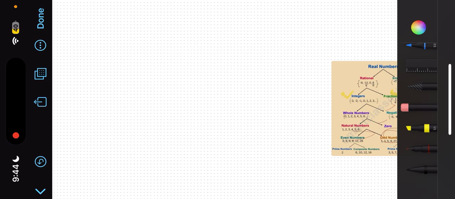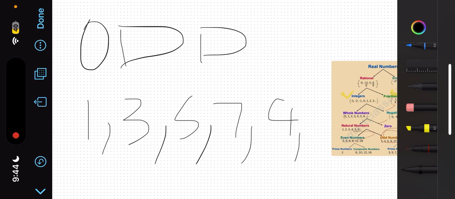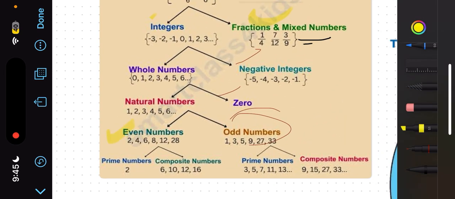Numbers that aren't divisible by 2 are called odd numbers. For example, 1, 3, 5, 7, 9, 11, 13, and it goes on. Numbers that are divisible by 2 are called even numbers, and those numbers that aren't divisible by 2 are called odd numbers. Correct, we have also done these.